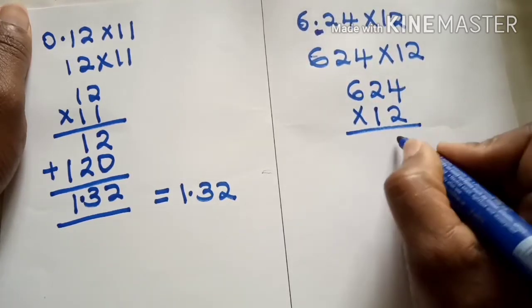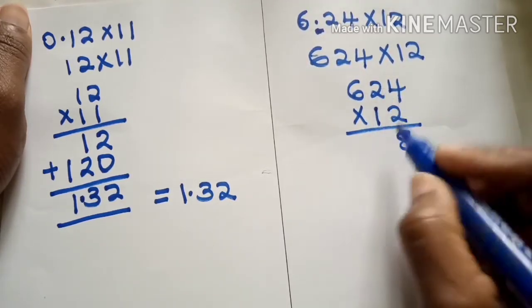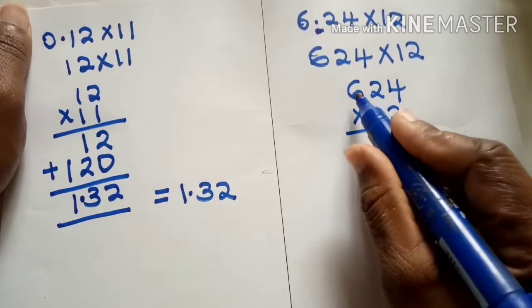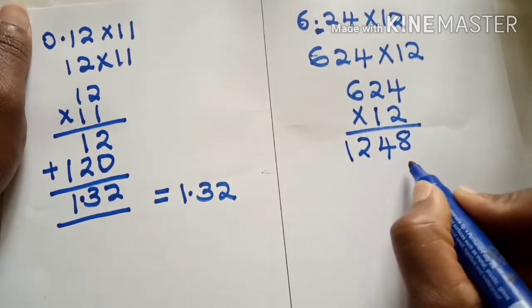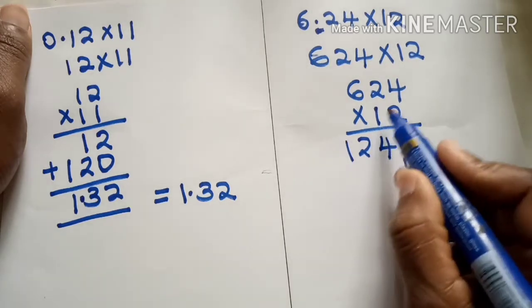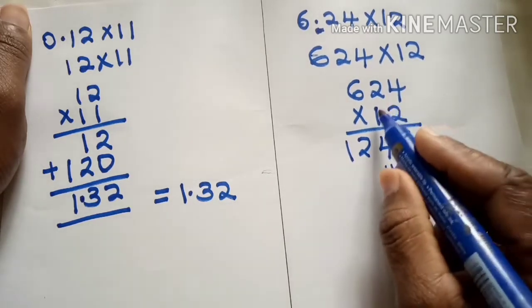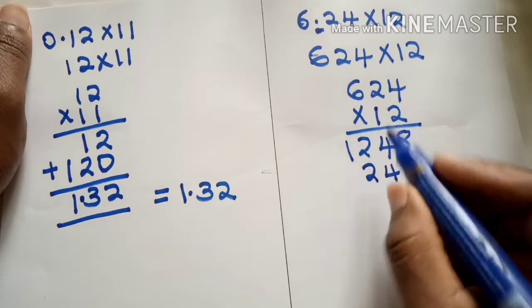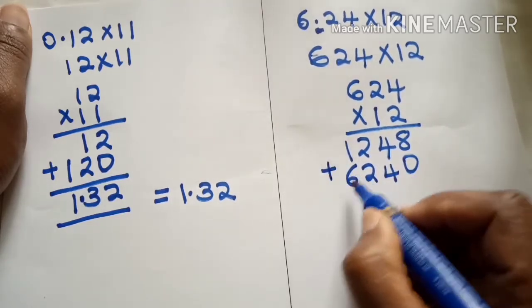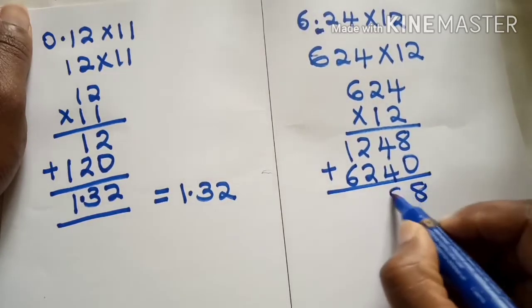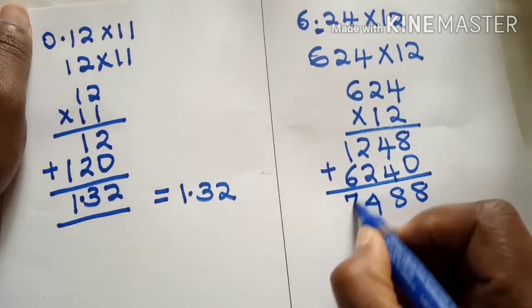So 2 times 4 is 8. 2 times 2 is 4. And 2 times 6 is 12. Put a 0. 1 times 4 is 4. 1 times 2 is 2. And 1 times 6 is 6. Add that and you get 8, 8, 4, and 7.